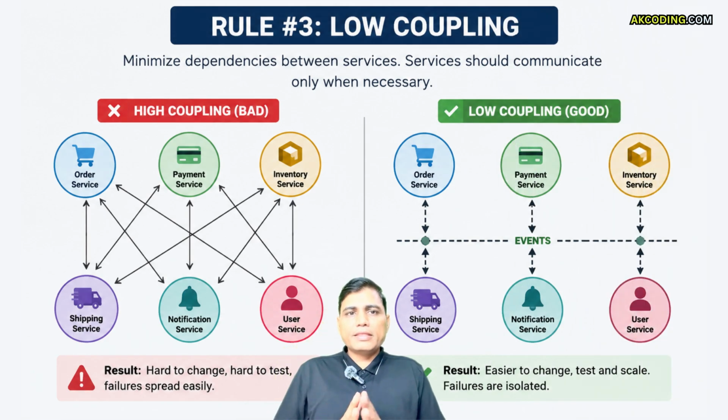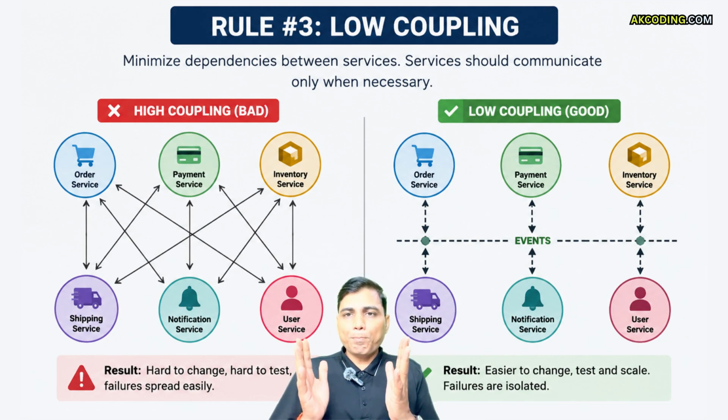Rule number 3, that is low coupling. Let's suppose you have order service, payment service, inventory service, shipping service, notification service. If every service directly depends on another service, you don't have microservices, you have a distributed mess.